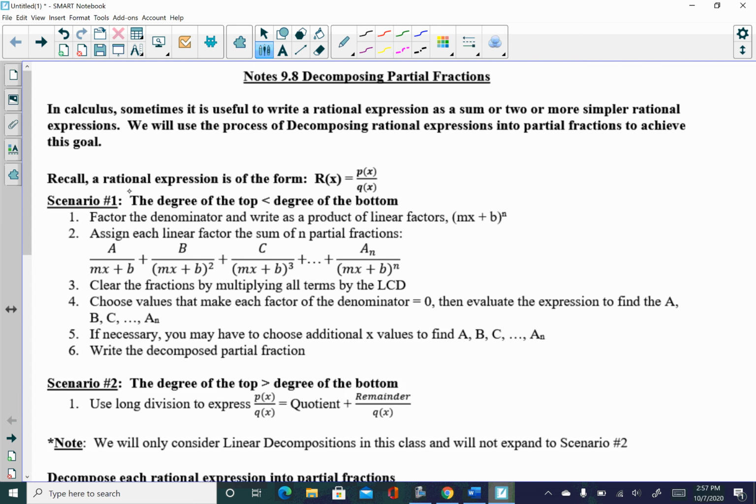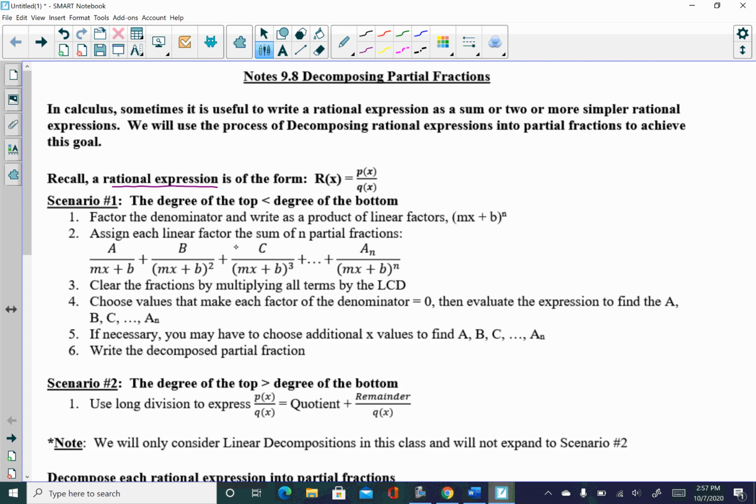So a rational expression, as you hopefully are very aware of by now, is of the form p of x divided by q of x. We'll be looking at scenario 1 only, and that's where the degree of the top is less than the degree of the bottom. You'll always want to factor your denominator and make sure that it's a product of linear factors like we've been talking about, and we are only going to be looking at linear factors.